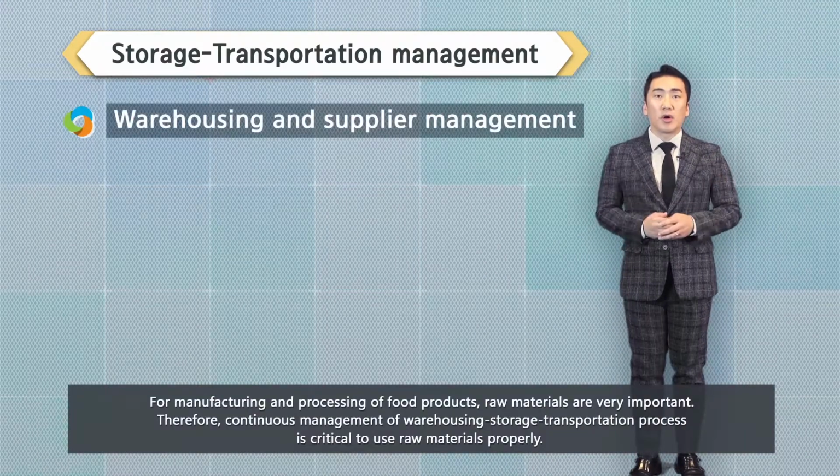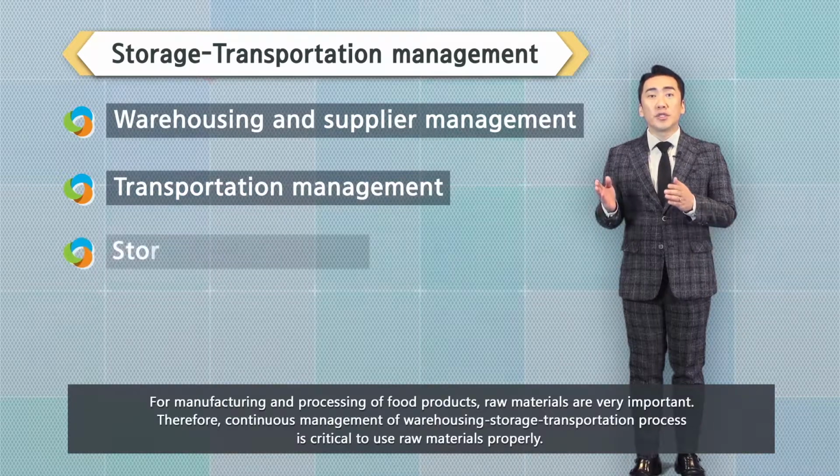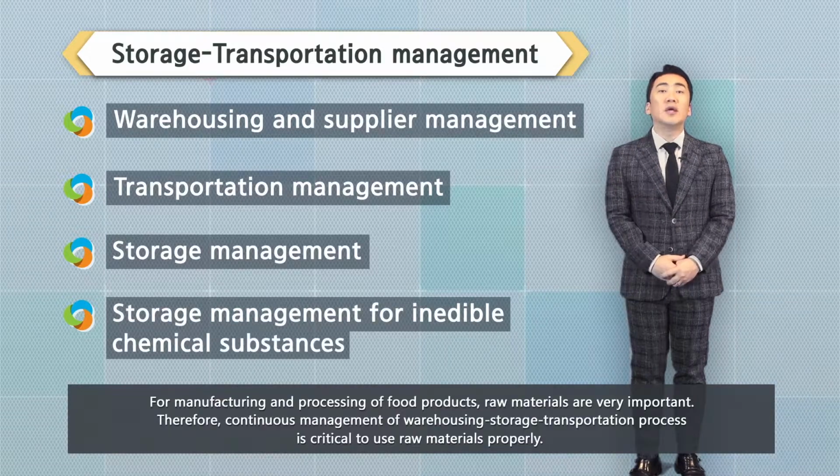For manufacturing and processing of food products, raw materials are very important. Therefore, continuous management of warehousing, storage, and transportation process is critical to use raw materials properly.